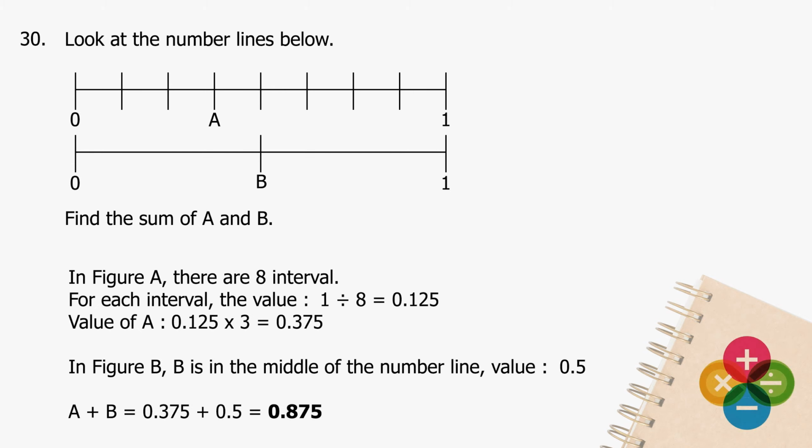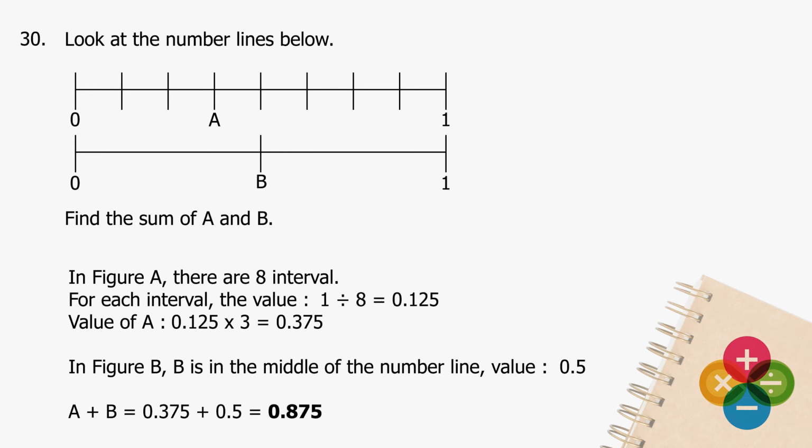In Figure A, you can clearly see that there are a total of 8 intervals from the value 0 to 1. If we divide 1 by 8 intervals, each interval will be 0.125. A is at the 3rd interval. So multiply 3 by 0.125 and you will get 0.375.